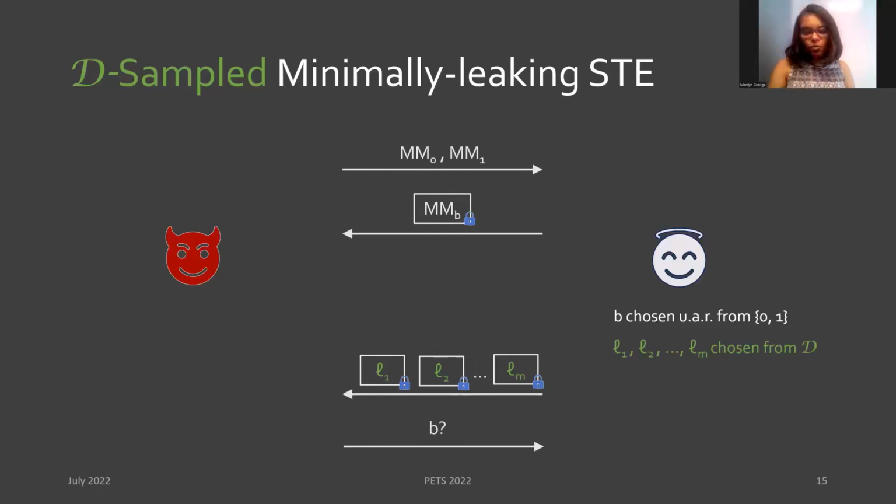And so we ask, can we do better in the sample minimally leaking setting? We end up showing that it is possible to do better. We have a scheme in the sample minimally leaking setting that shows that we can do better, and we show experimental evidence for this fact as well.